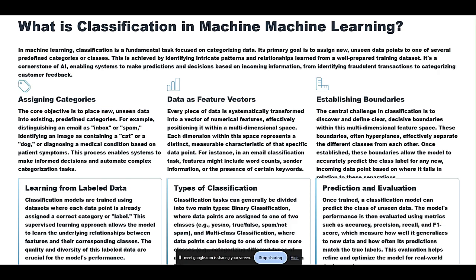So data is transformed into feature vectors, positioning it in a multi-dimensional space. The central challenge is to establish clear boundaries, often hyperplanes, to separate the classes. Once a model is trained, its performance is evaluated using metrics like accuracy and precision. Let's jump to the next slide.